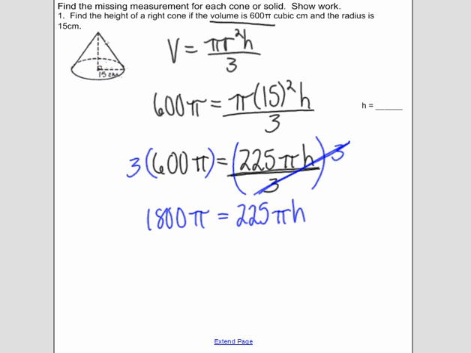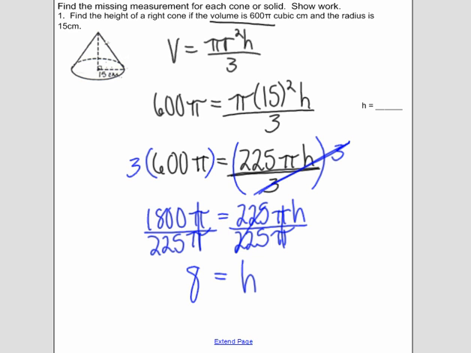Next, I'm going to get h alone, so I don't want the pi's there, so I'm going to divide both sides by pi, so those both divide out into 1. And then I'm going to divide both sides by 225. So then my h, once I divide that, is 8. So then in my blank, it's 8 centimeters.